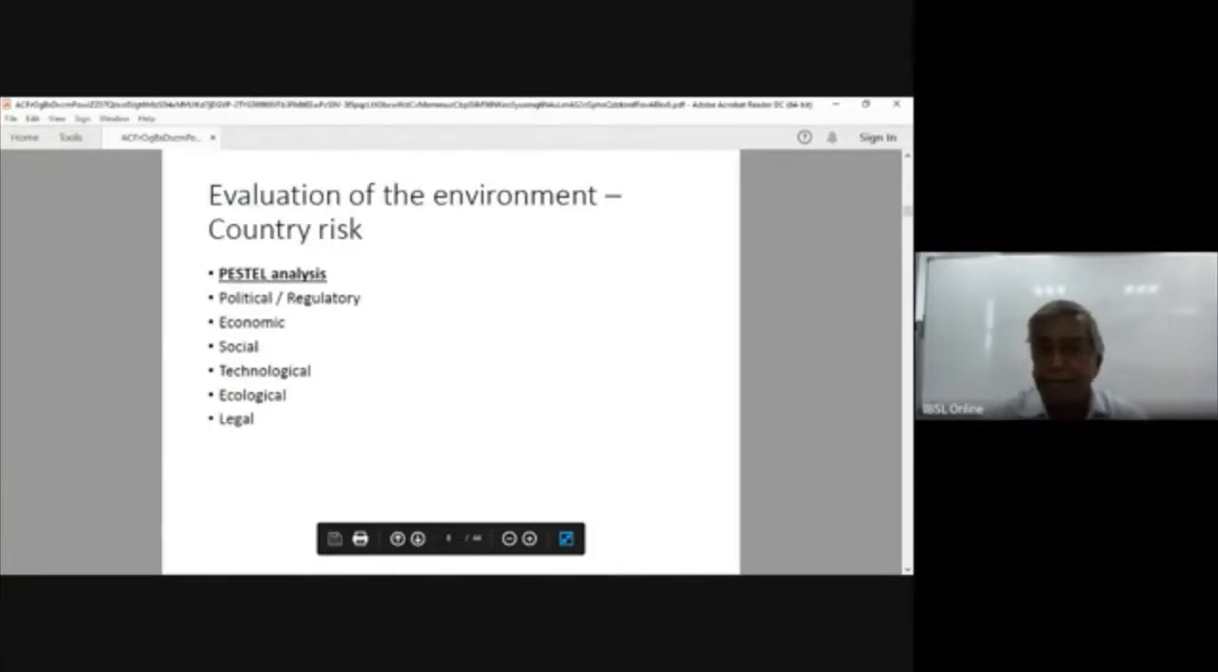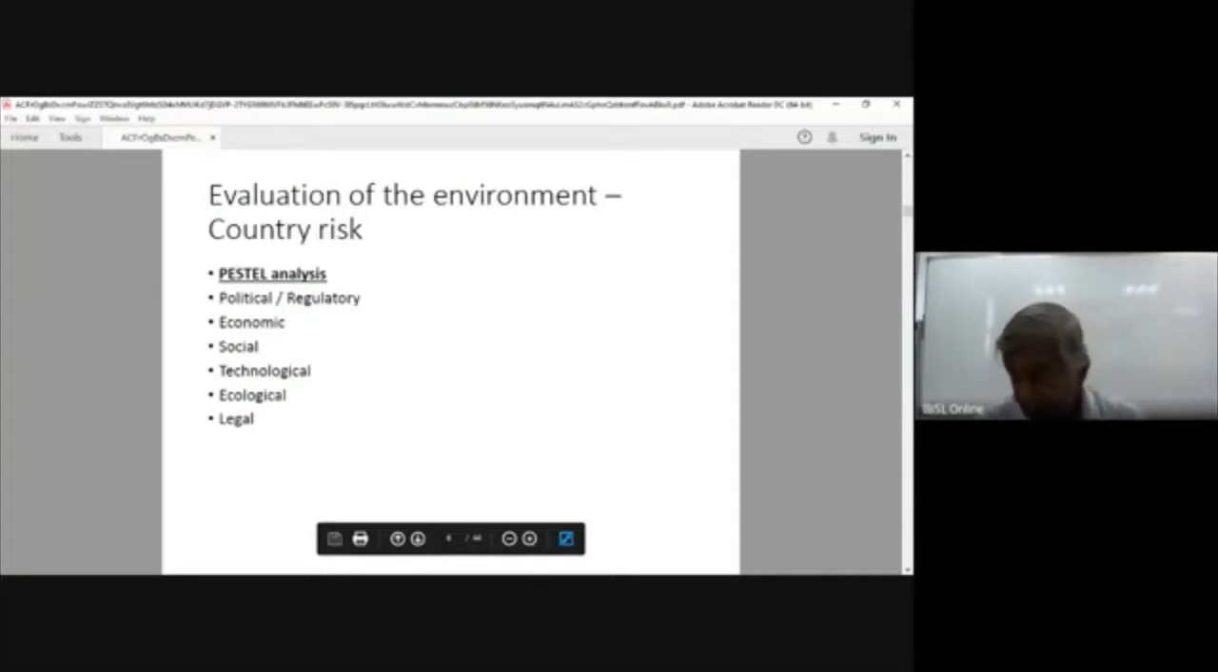Evaluation of the environment of the country. That is country risk. We call it country risk. Evaluation of the environment, we call it country risk analysis. For example, if a company or a corporate from Japan wants to start a business in Sri Lanka, before they start their business in Sri Lanka, they will do the environmental analysis in Sri Lanka, whether the environment is conducive for them to do their business in Sri Lanka. That's what we call the country risk analysis. Okay, so what are the items coming in this country risk analysis or the environment analysis?